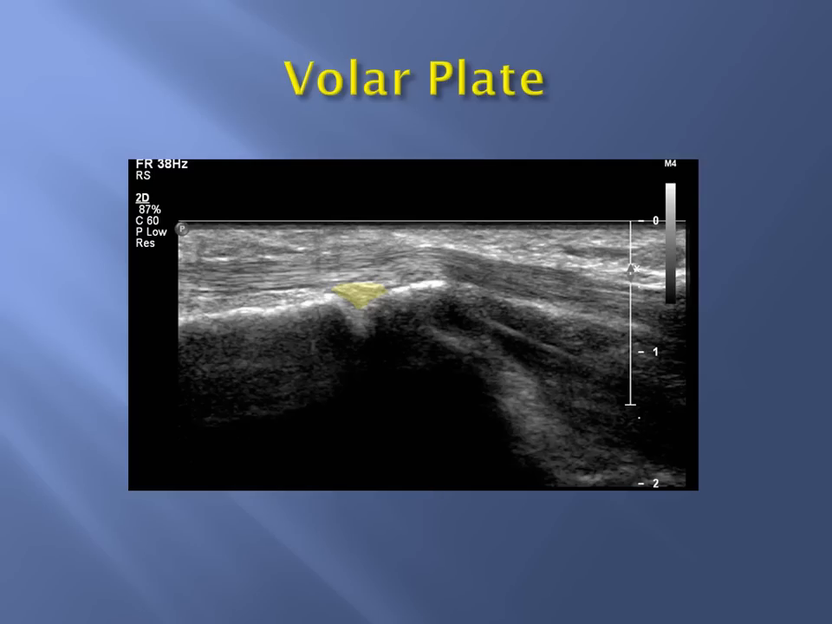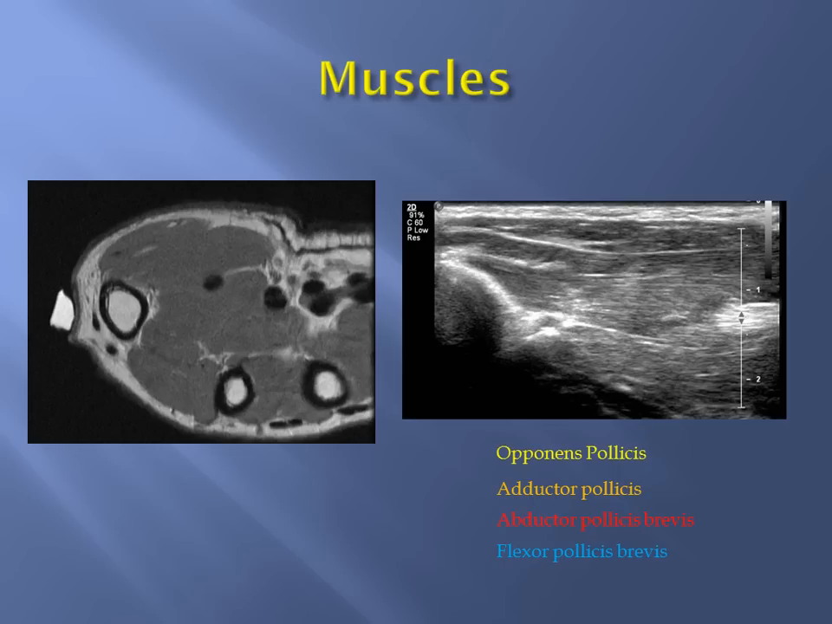The volar plate is a fibrocartilaginous structure which reinforces the volar aspect of the joint capsule and helps prevent hyperextension. This on ultrasound is a triangular echogenic structure which spans the volar aspect of the metacarpal phalangeal joint and the interphalangeal joint. This is delineated in yellow.